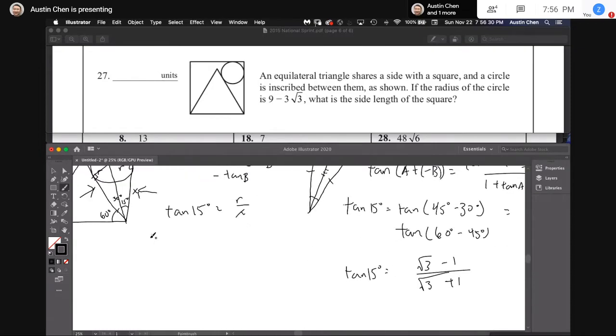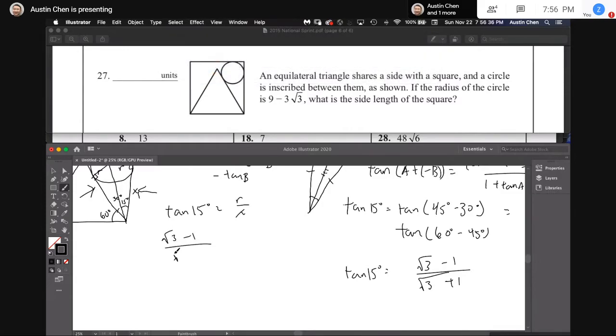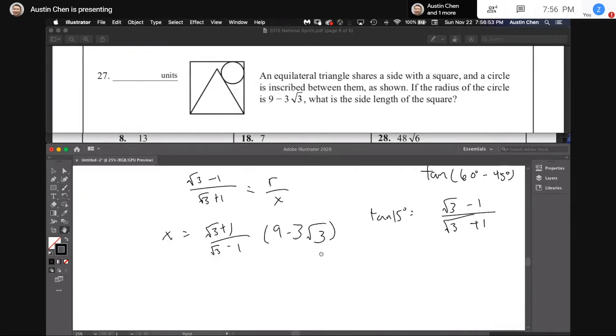Okay, so then we have, why do I write it so big? Then we have root 3 minus 1 over root 3 plus 1 is equal to r over x. So then we can solve for x. X equals root 3 plus 1 over root 3 minus 1 times r. And we can substitute r for 9 minus 3 root 3. There we go.